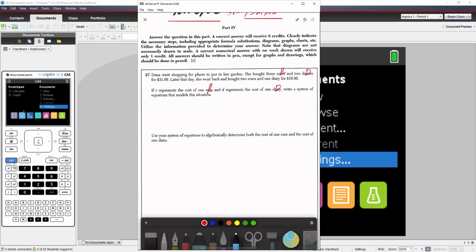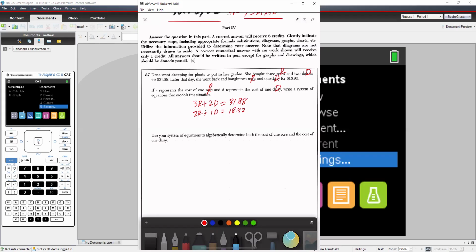So 3R, 2D, 31.88, and 2R and 1D is 18.92. Let's write those two. The first one is 3R plus 2D equals 31.88. The second one is 2R plus 1D equals 18.92. Excuse me. That's done.